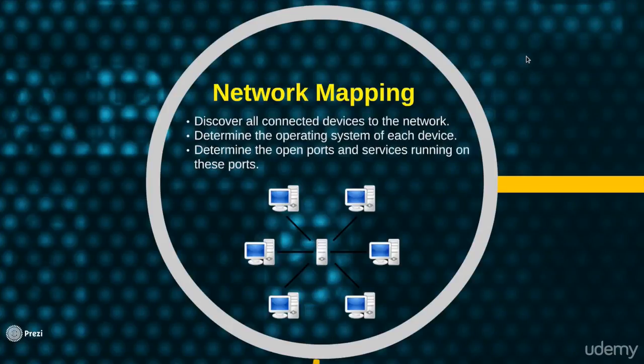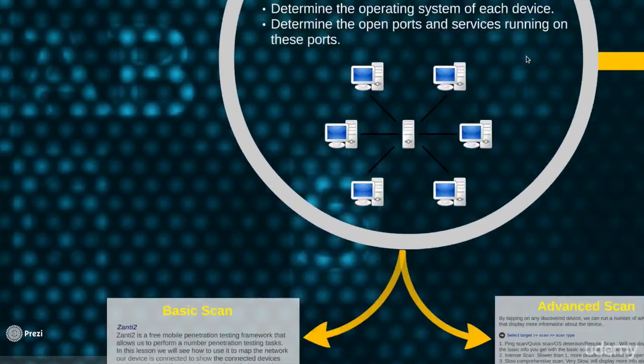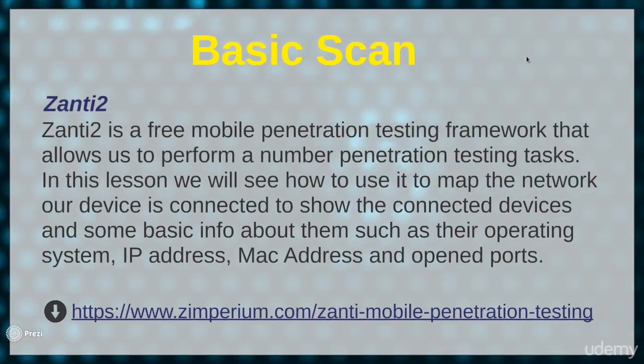So in the previous video we saw how we can map or discover all the connected devices to our network. We were only able to get very basic information such as their IP address, their MAC address, and the manufacturer of the MAC address. Now today we're going to use a tool called Xanti2, which is a mobile penetration testing framework. It allows us to run a number of attacks and information gathering tasks.